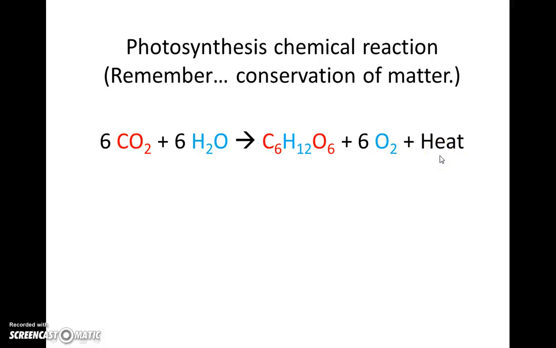Okay, the laws of thermodynamics. The second law of thermodynamics states that you always have an increase in disorder by this release of heat. So you always lose heat with any kind of chemical reaction.